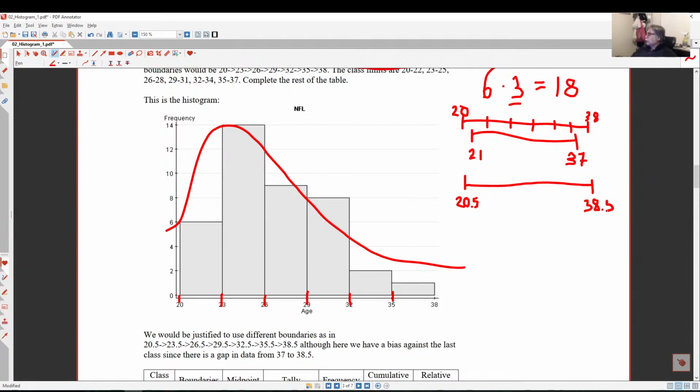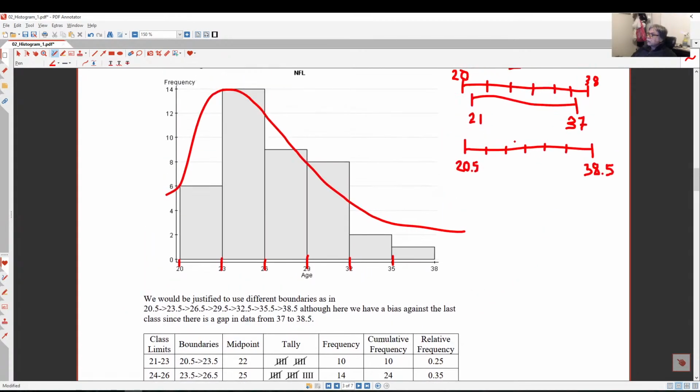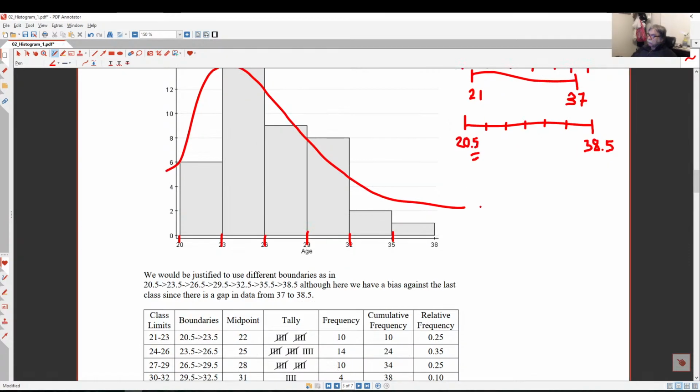This way you will have nothing on the boundaries, because the boundaries are fractional, decimal. So you have 23.5, 26.5, 29.5, 32.5, 35.5, 38.5. That's an option. Again, it's a little bit of a bias. You can notice I moved that, cover that blanket a little bit further. So I was using the boundaries to avoid having data on the boundaries.